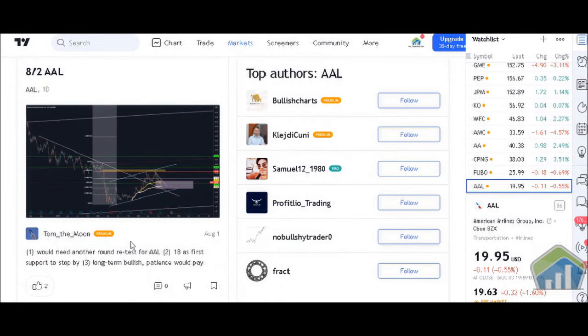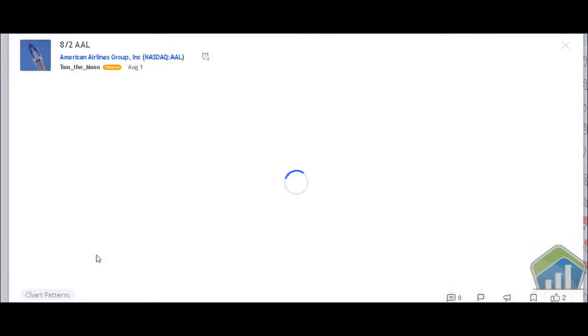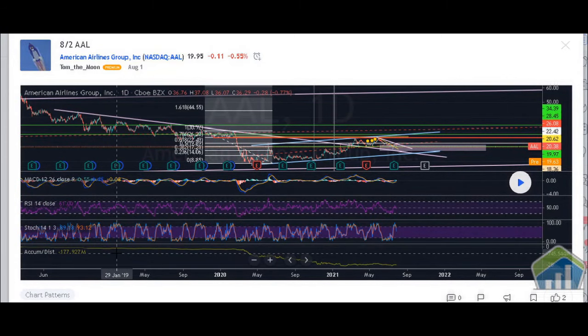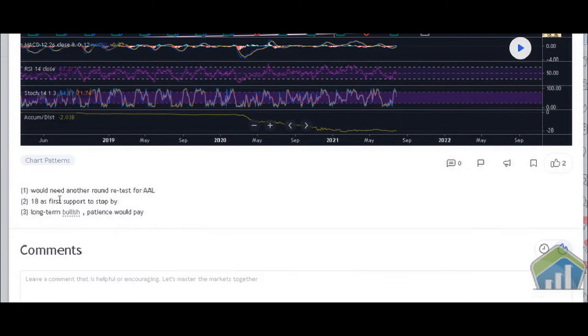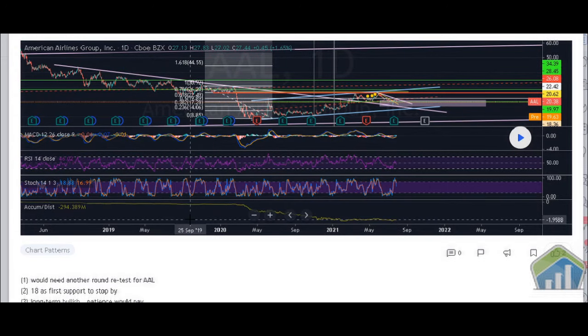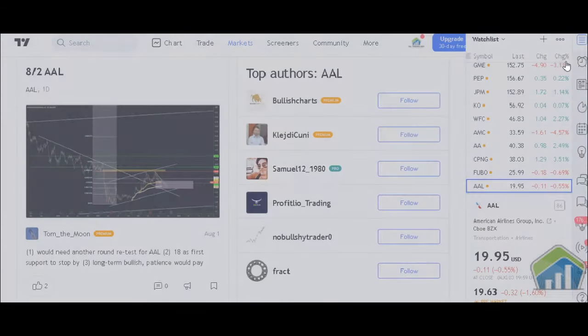In order to see these ideas, the only thing you have to do is just click right there, and you can see everything this person is saying, right? This is what they posted, their different notes, right? So long term, they're bullish, patient with pace. So they're just waiting and holding to see whether or not the price of AAL is going to go back up. You can exit out just by clicking on the X right there.